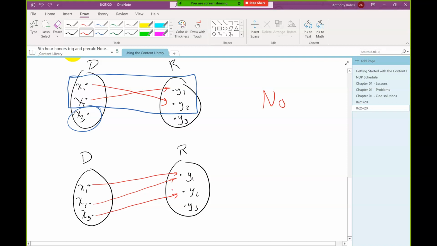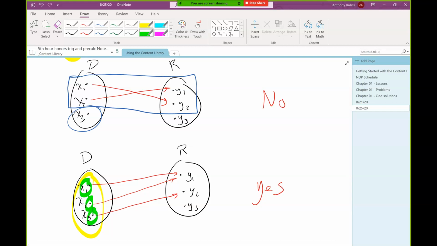Is this a function? Some people have said yes, some people have said no. Take a reread through that definition. Yes, this is, right? When you're looking at a function, the only thing that you need to look at is the domain, right? So everything got used, and each individual item in the domain only goes to one location, right?